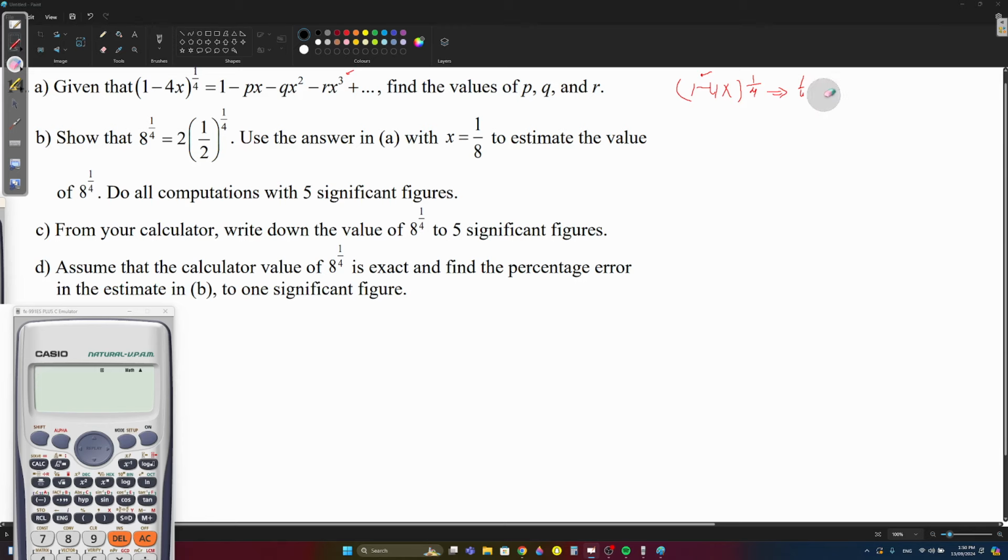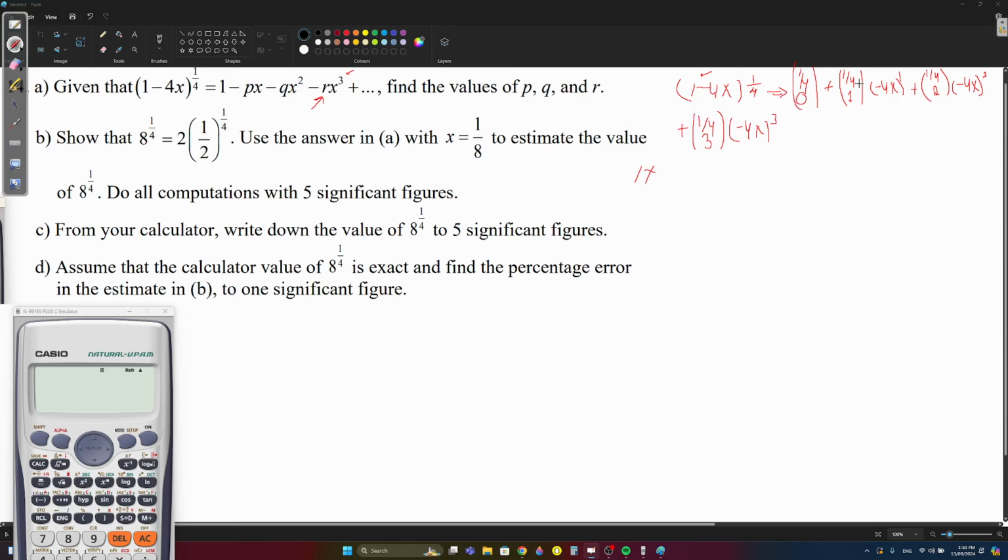So it starts with 1 over 4 C 0, plus 1 over 4 C 1 times (minus 4x) to the power of 1, plus 1 over 4 C 2 times (minus 4x) to the power of 2, plus 1 over 4 C 3 times (minus 4x) to the power of 3. This is as far as they want, up until cube. So let's see. 1 over 4 C 0 is 1.